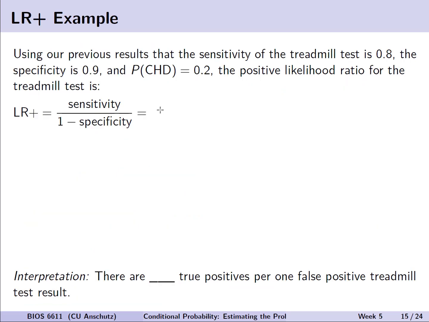Let's walk through an example first of the positive likelihood ratio test. We've summarized our test performance above for reference, and I encourage you to pause the video to work through the problem yourself before we review our answer together.